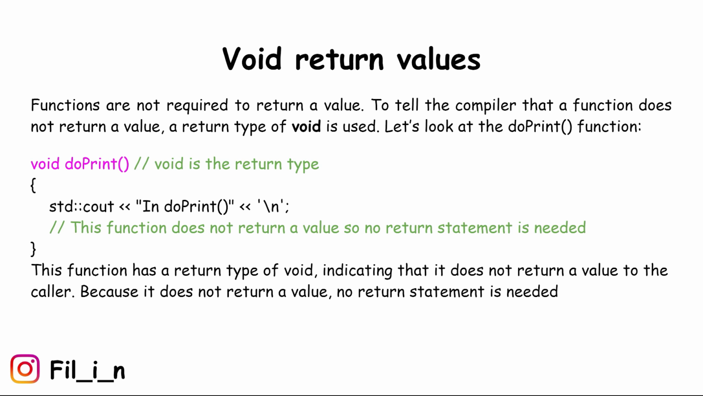Let's look at the doPrint function. void doPrint, void is the return type. std::cout. This function does not return a value, so no return statement is needed. This function has a return type of void, indicating that it does not return a value to the caller. Because it does not return a value, no return statement is needed.